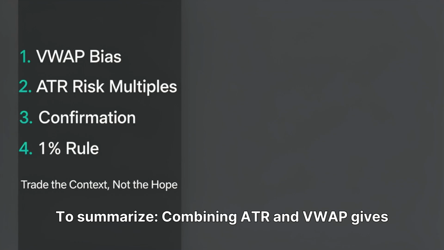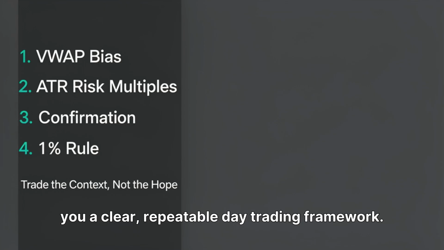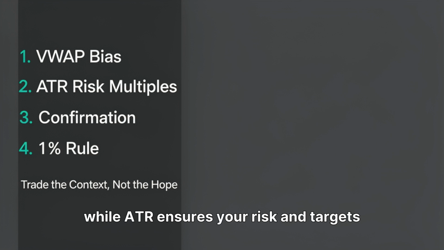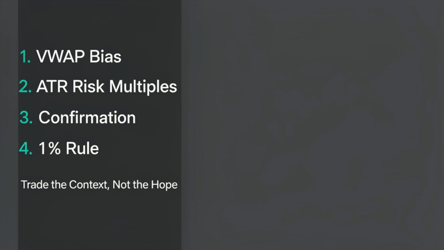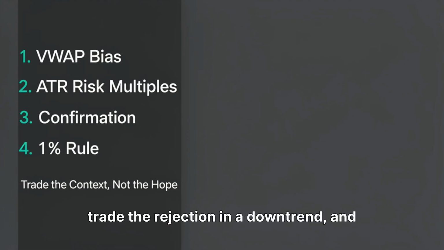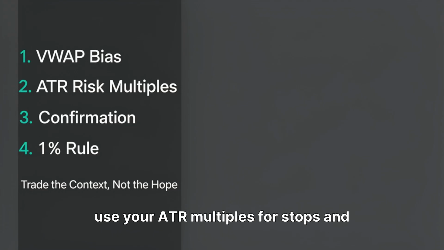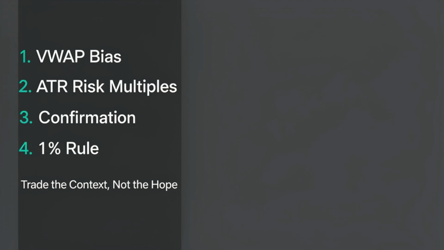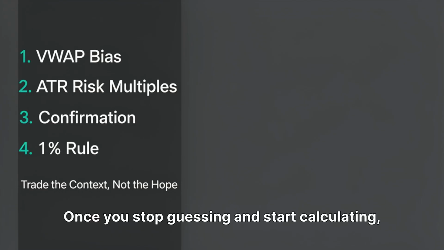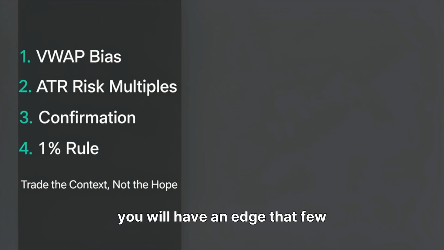To summarize, combining ATR and VWAP gives you a clear, repeatable day trading framework. VWAP keeps you on the right side of the trend and identifies fair value, while ATR ensures your risk and targets fit the market's current volatility. Remember, trade the bounce in an uptrend, trade the rejection in a downtrend, and use your ATR multiples for stops and targets. Spend the next week observing these patterns on a demo account. Once you stop guessing and start calculating, you will have an edge that few retail traders ever achieve.